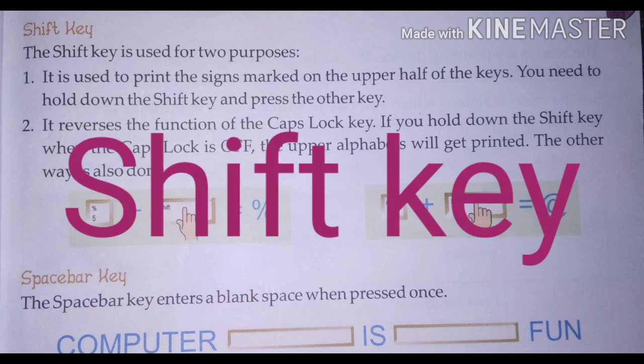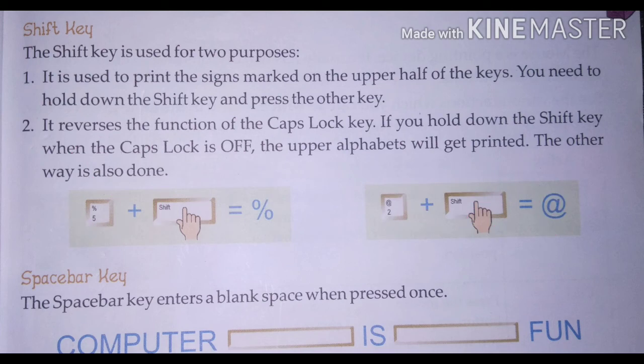Next key is shift key. The shift key is used for two purposes. First is, it is used to print the sign marked on the upper half of the keys. You need to hold down the shift key and press the other key. Second is, it reverses the function of the caps lock key. If you hold down the shift key, when the caps lock is off, the upper case alphabets will get printed. The other way is also done.